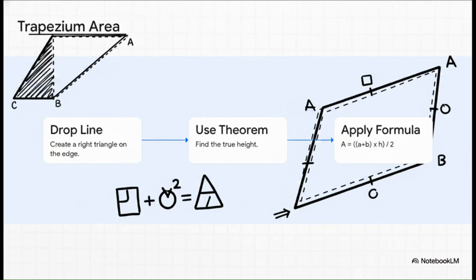So, how in the world do we conquer the area of this thing? You guessed it. Once again, we hunt for the right triangle. Step 1, drop a vertical line right down the edge. Step 2, use your Pythagorean theorem with the slanted side to find that vital vertical height. And step 3, plug that height into the grand formula, multiplying it by the average of the 2 parallel sides.